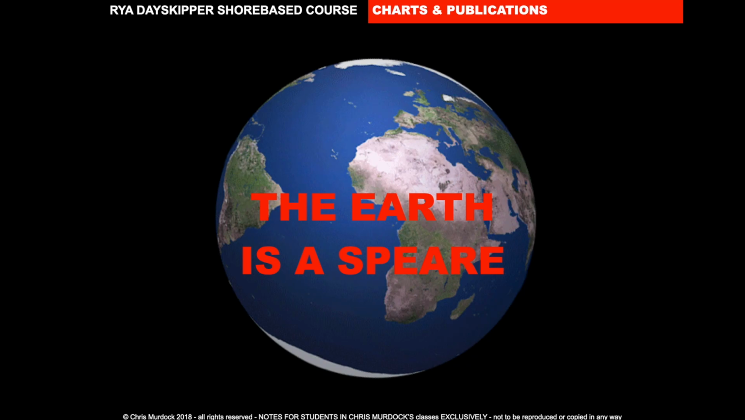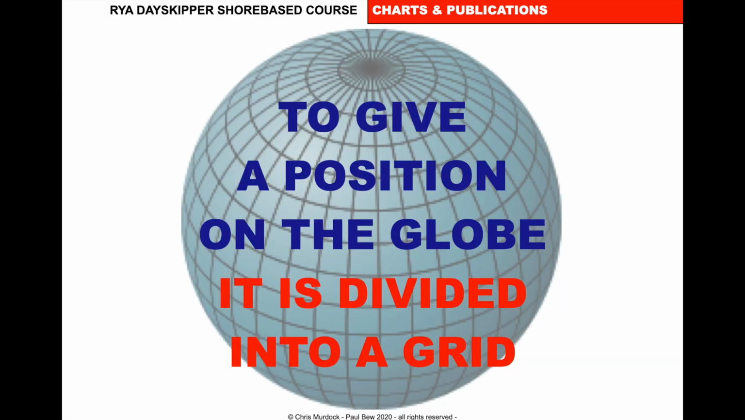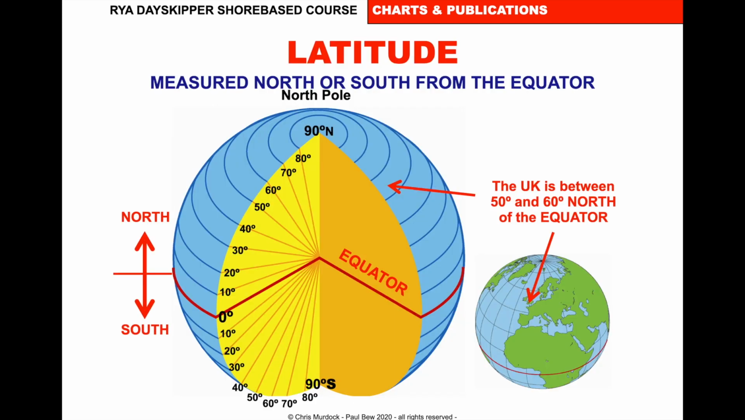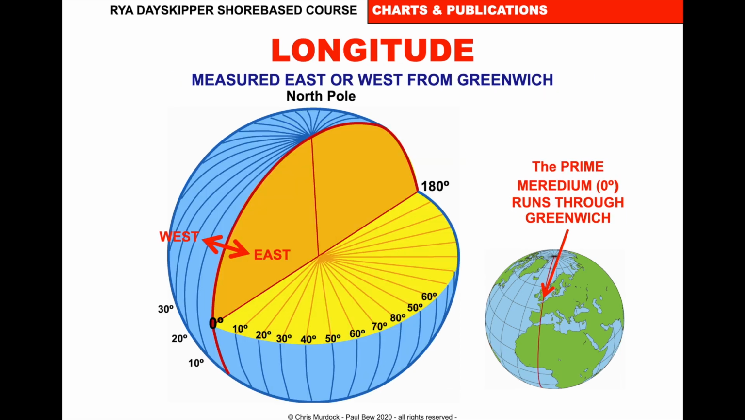So the Earth, as you know, is a sphere, and the position on the globe is divided up into a grid system. Your grid system goes from the equator in the middle, 0, up to north, 90 degrees, down to the south, 90 degrees. So it measures north, south, from the equator, 0 to 90, which is your latitude. So the UK here is between 50 and 60 degrees north of the equator.